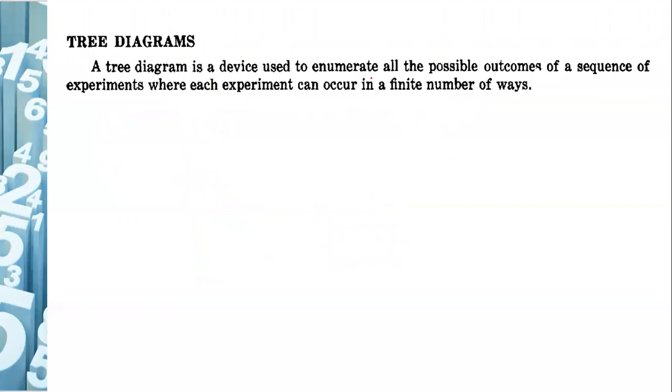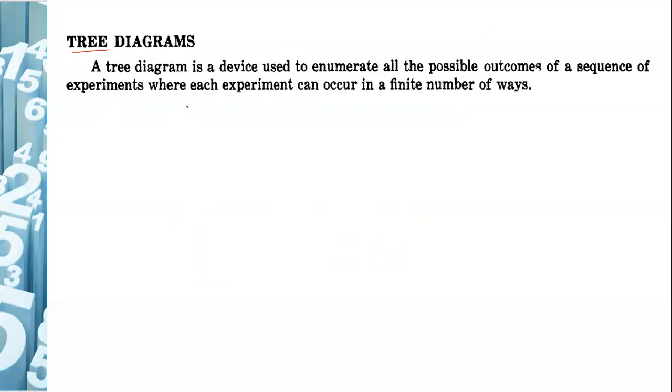Now, let us go for one more concept. In probability, now and then we need to draw for our convenience, right? We'll do tree diagrams. So what is a tree diagram? It is a diagram used to enumerate all possible outcomes of a sequence of experiments where each experiment can occur in a finite number of ways. Experiments means which produces some results. We'll discuss the correct terminology later.